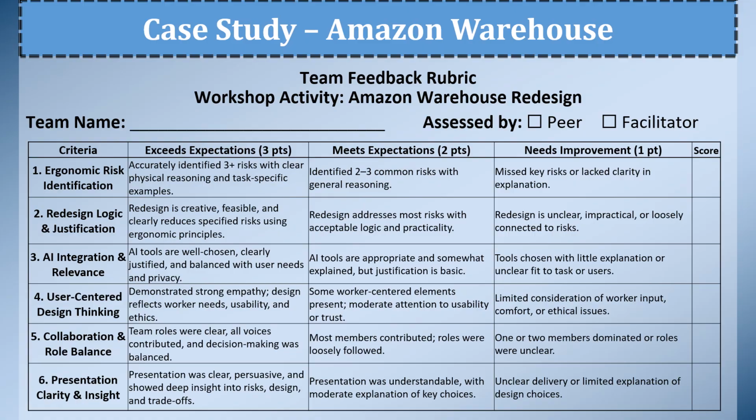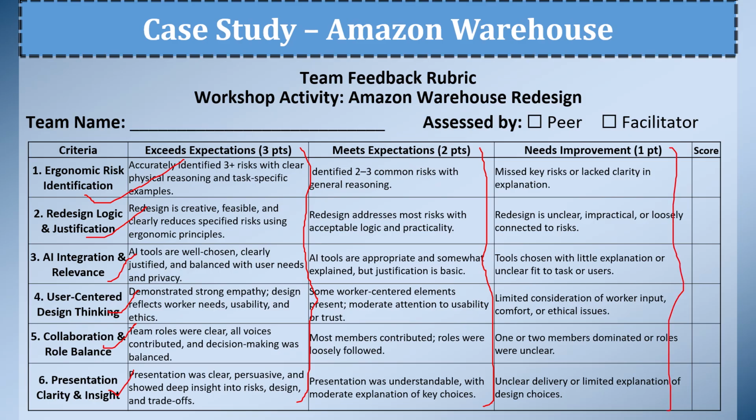And this one is your work activities team feedback rubric. So you have to make criteria: ergonomic risk identification, redesign logic and justification, AI integration and relevance, user-centered design thinking, collaboration and role balance, presentation and clarity insights. So these are your exceed expectation, which you give 3 points, then meet expectation 2 points, and need improvements.